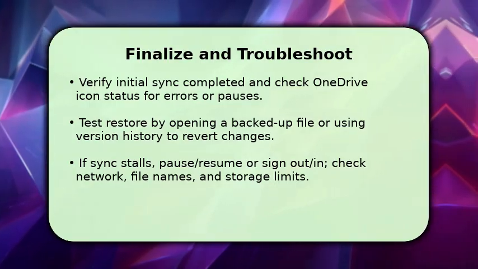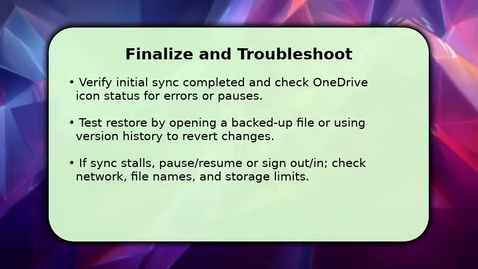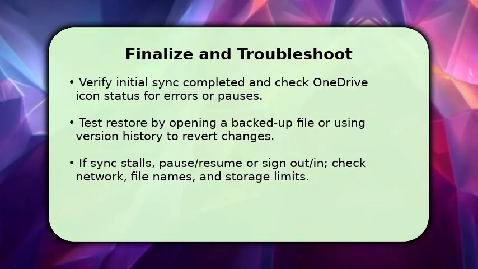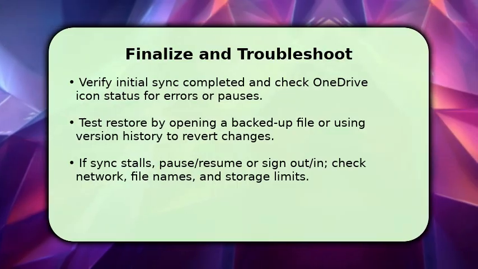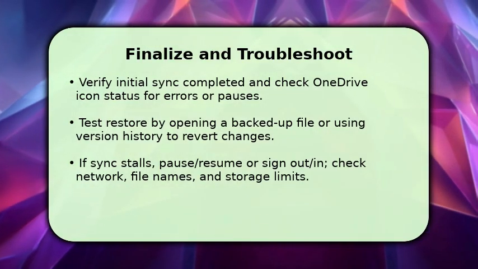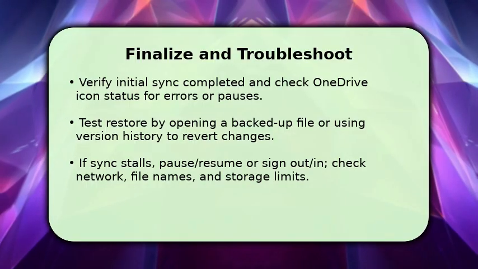Test a restore, open a backed up file, or use version history to recover an older copy so you know recovery works. If something goes wrong, pause and resume syncing or sign out and sign back in. These quick resets clear common glitches. Make sure your network is stable and that file names aren't too long. And monitor storage so OneDrive doesn't stop syncing.